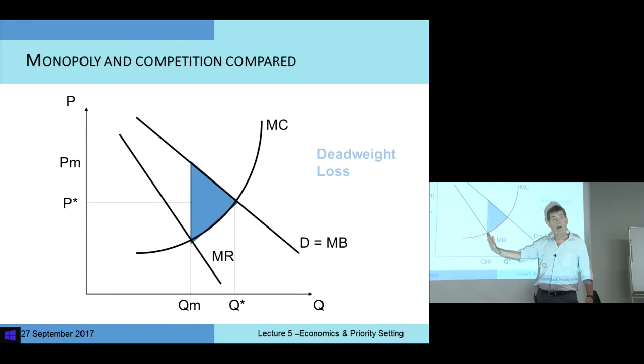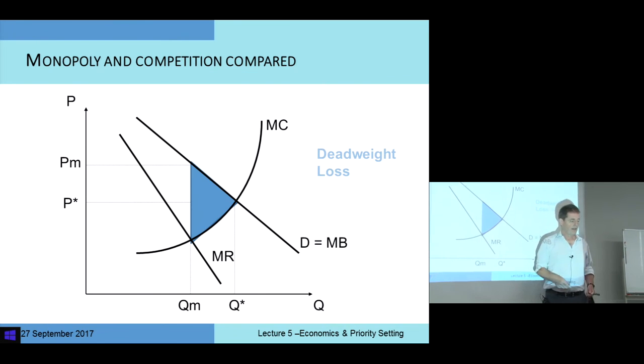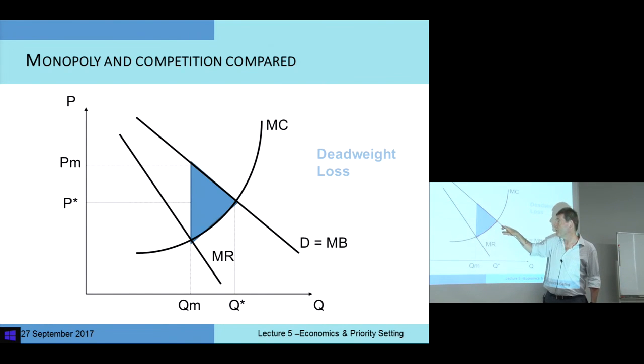Because if we were here and we increased output and moved to the competitive solution, we would gain this blue area. So that's why, because at this point, the marginal benefit is just equal to the marginal cost. If we produce even more, and we go out here somewhere, well then, the marginal benefit is now below marginal cost. And so it's inefficient in the other direction. Only at this point here do we have the two equal.